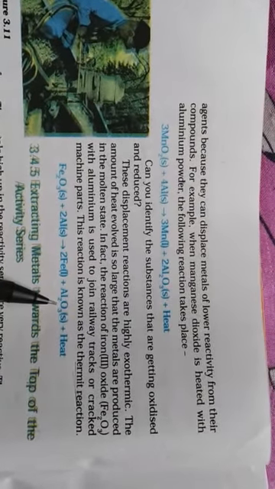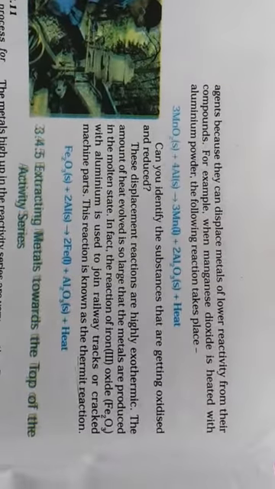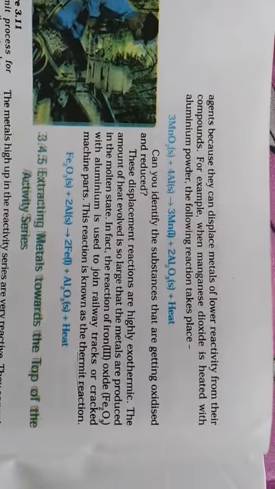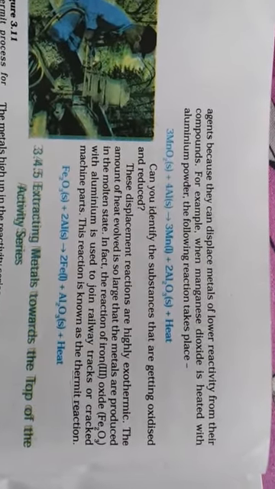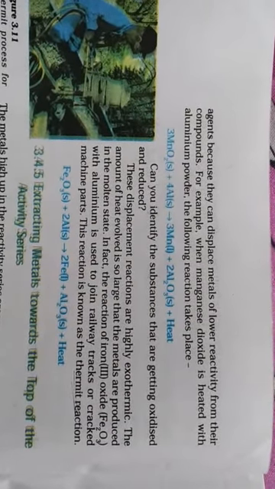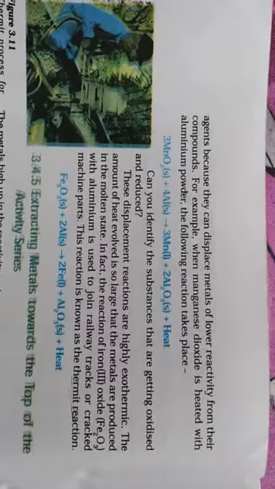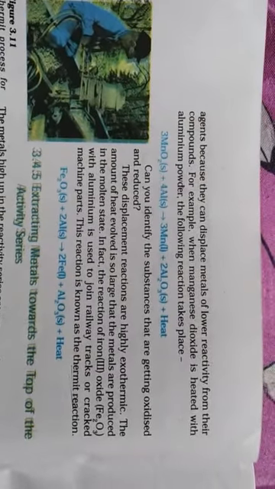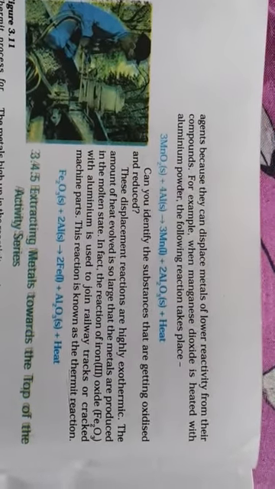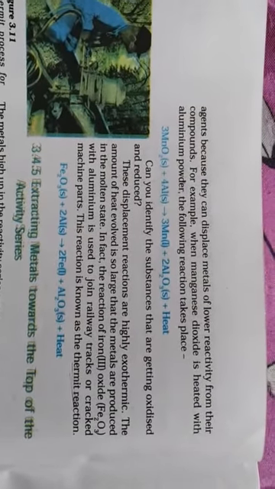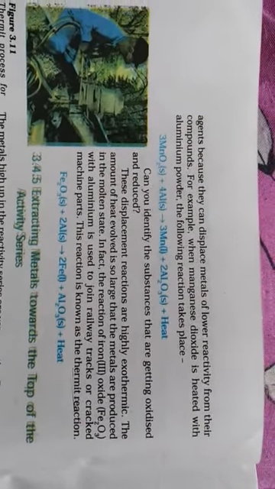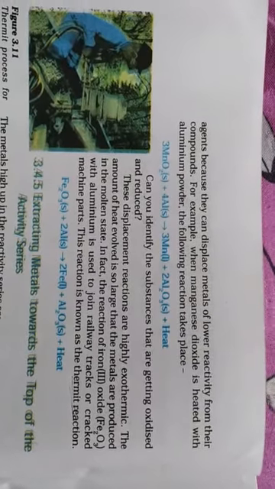Now this reaction is known as the Thermite reaction. The Thermite reaction is the highly exothermic reaction of a metal oxide with aluminium to get the metal and the aluminium oxide. The reaction is highly exothermic, that means a huge amount of heat would be released. That's why we will get iron in the molten state.